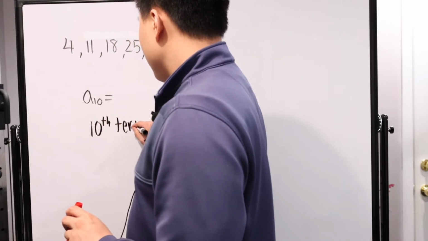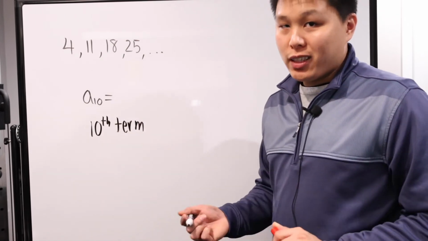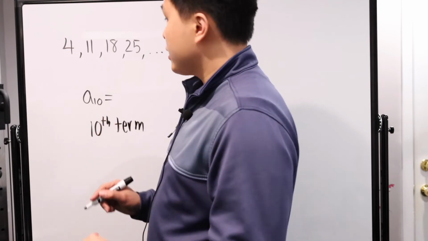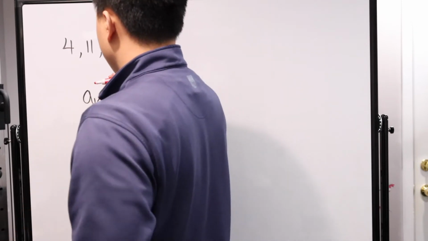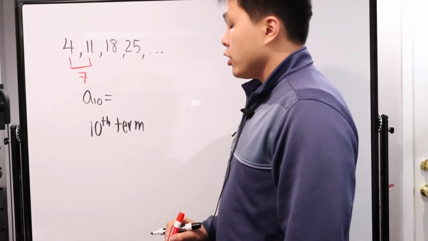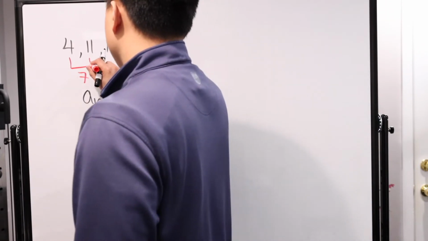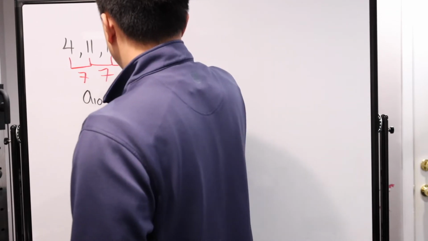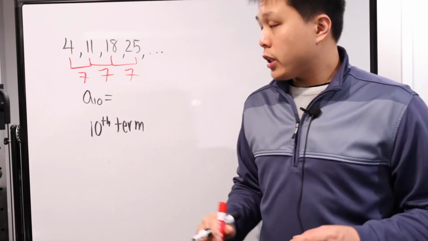Now, if we're not sure, since it's only the 10th term, technically we can just brute force this. We find a difference. We know that this is an arithmetic sequence, so there's a common difference. Well, let's see. The difference between 4 and 11 is 7. That's good. And just to double check to make sure that it is an arithmetic sequence, well, this is also 7 and this is also 7. Okay, so looks like it's going to go well.